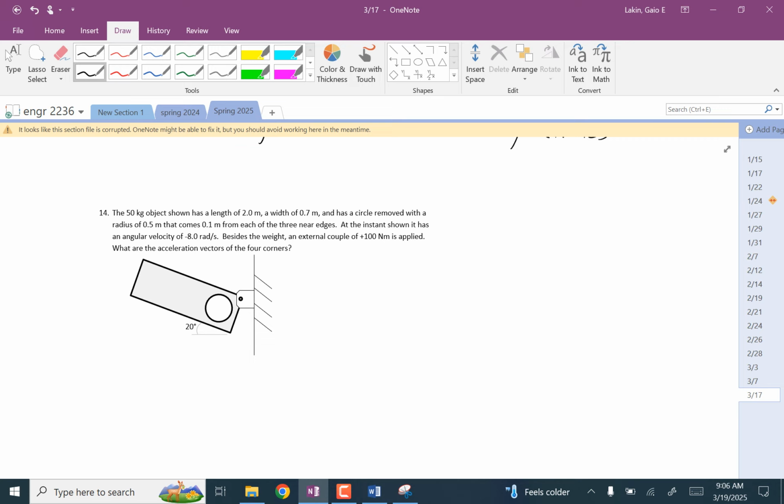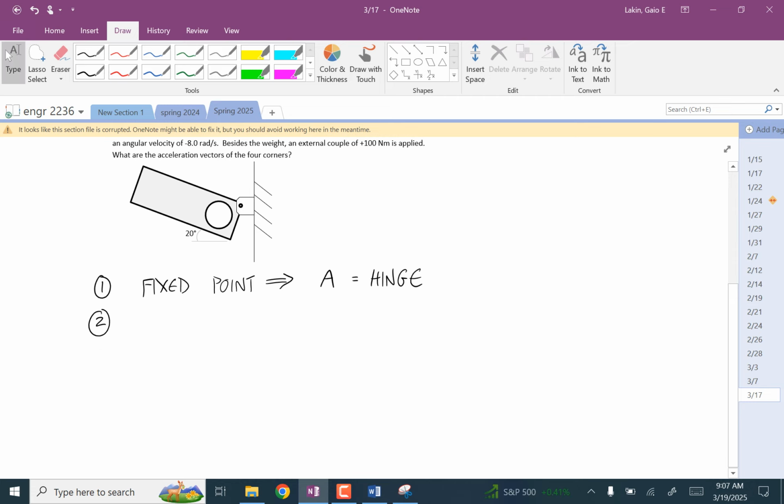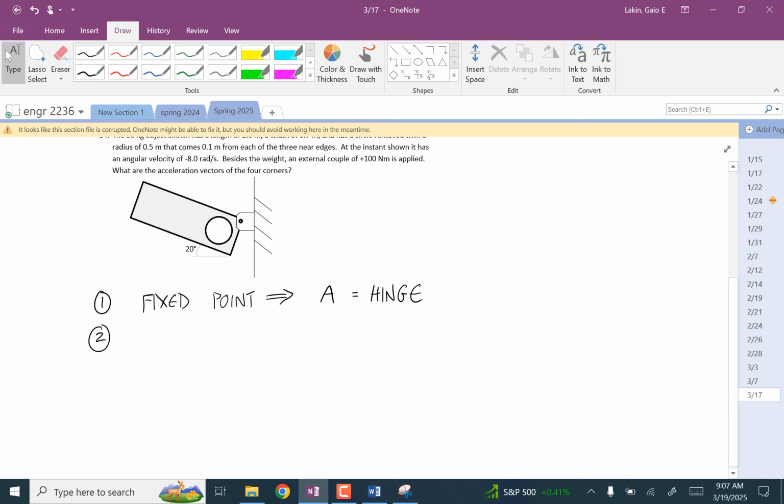So this is a rigid body problem. We're just going to go through the steps. So step 1, does it have a fixed point? Yes. And so the about point is the hinge. Step 2, we have to calculate the mass moment of inertia of this thing.